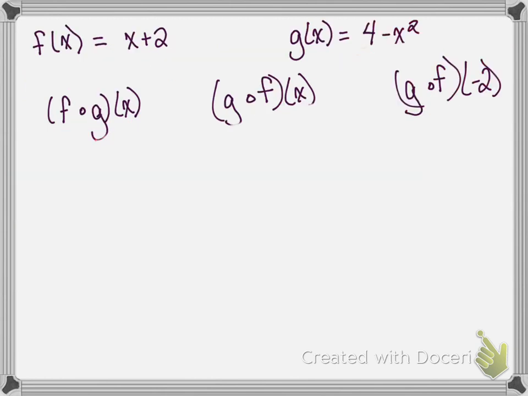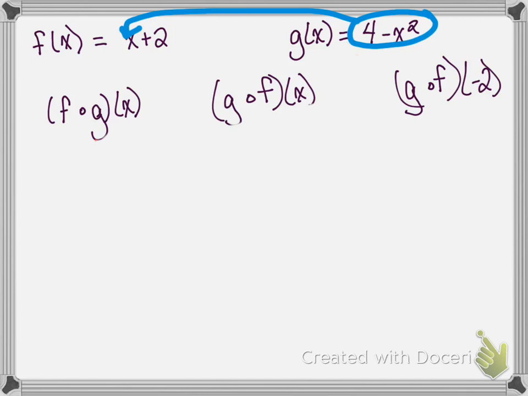Okay, so let's look at this. I'm going to use some highlighters. So I've got F composed of G of X. What that means is I am going to take G of X and plug it in for that X. That's what I'm doing.